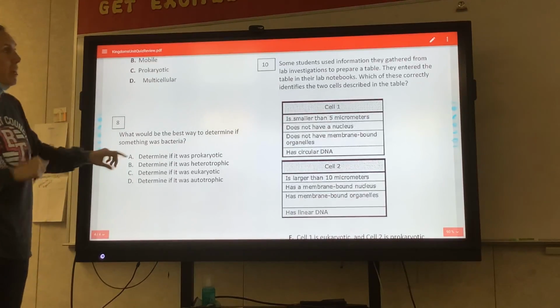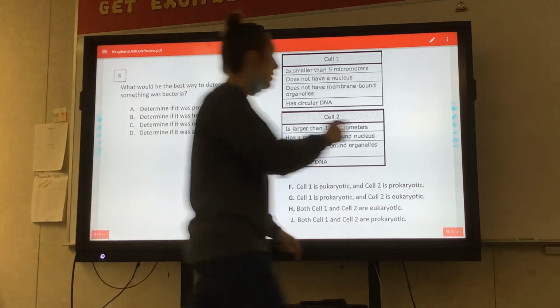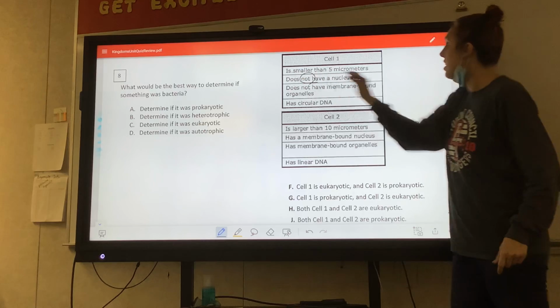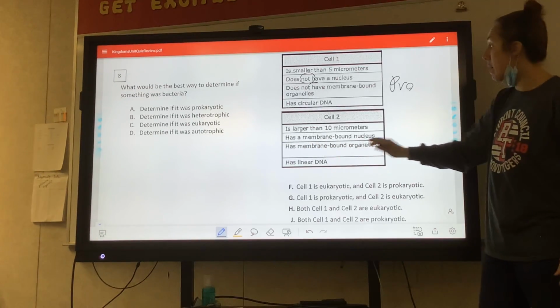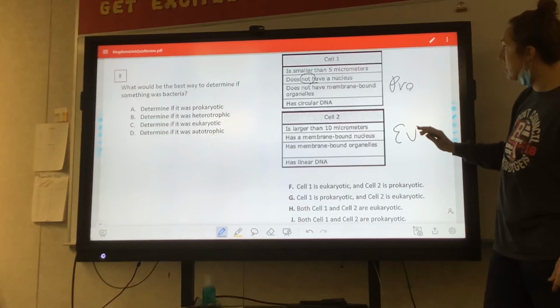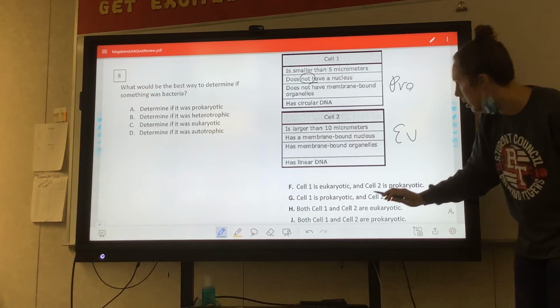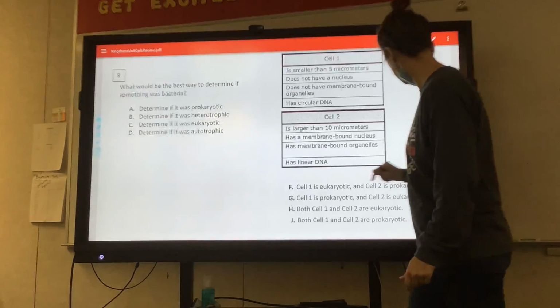And then some students used information that they gathered from a lab investigation. Okay, guys, when I'm looking at this, this is what I see. Does not have a nucleus, this is a prokaryote. Has a membrane-bound nucleus, this is a eukaryote. Which one says cell 1 is prokaryote, cell 2 is eukaryote? Perfect. Okay, let me show you the test now.